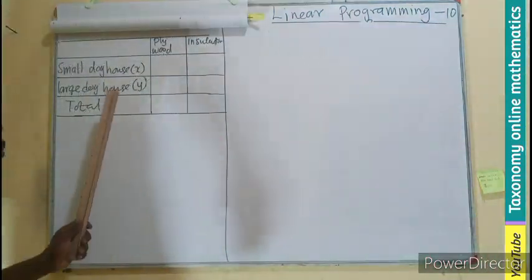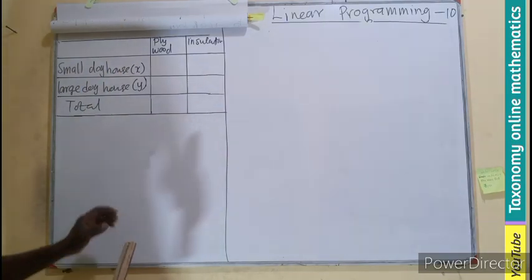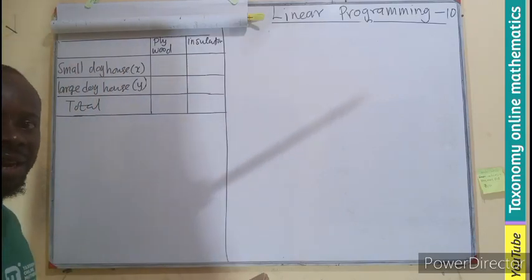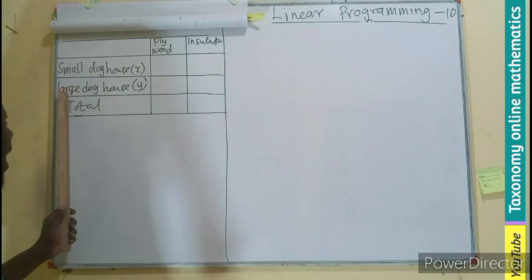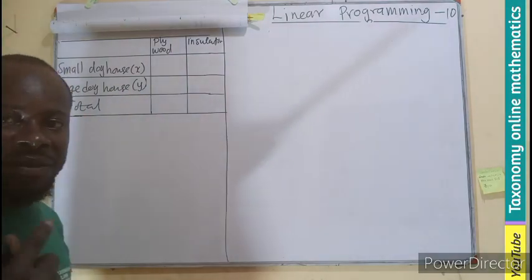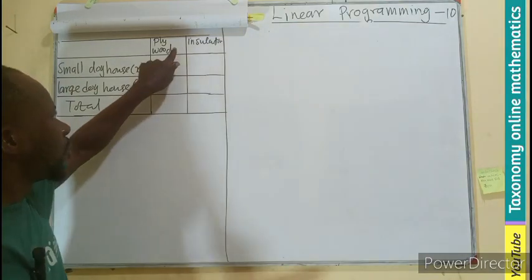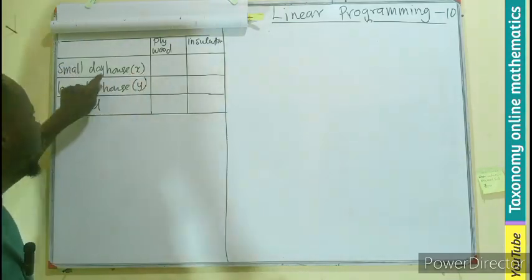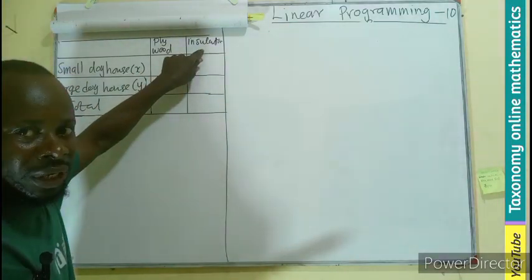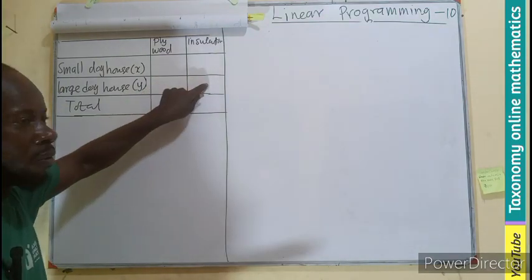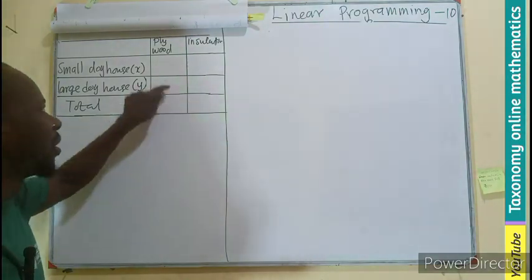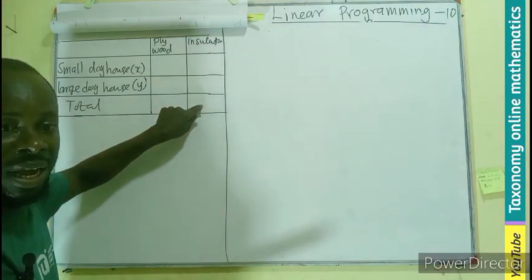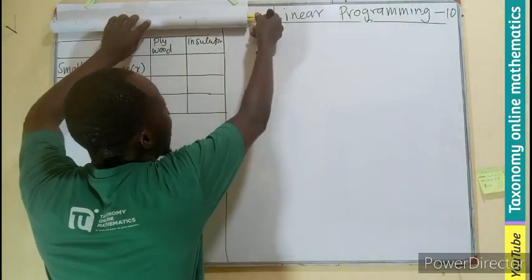So from here, we are going to generate the table in this form, identifying our commodity. We have the small dog house represented by the variable x. Then the large dog house represented by what? The variable y. Don't forget, we are looking for plywood and insulation. So the plywood needed for the small dog house will be here, the insulation needed will be here, for large will be here, and the insulation. Then the total available plywood and that of the insulation will also be here. So let's fix that out of the question and see.